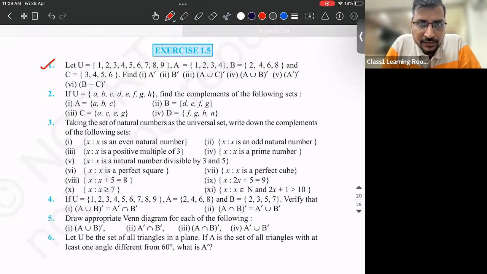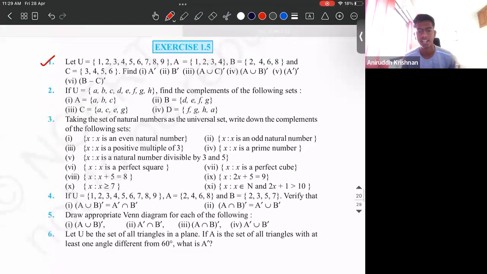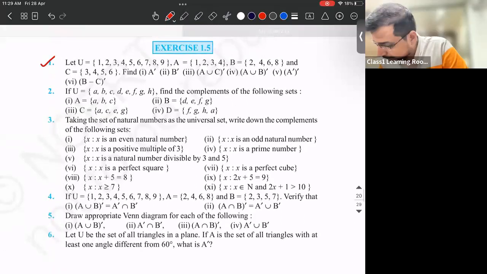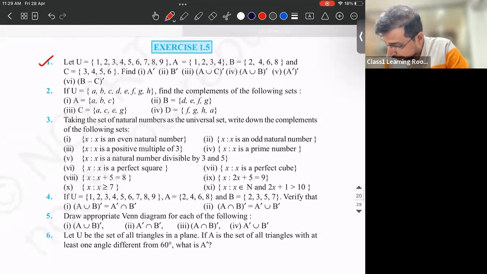The universal set is 1, 2, 3, 4, 5, 6, 7, 8, 9. Ashwin, you can also switch on your video. And A is 1, 2, 3, 4. B is 2, 4, 6, 8. And C is 3, 4, 5, 6. Find A complement. 5, 6, 7, 8, 9. A complement is, yeah, 5, 6, 7, 8, 9. Correct. B complement.